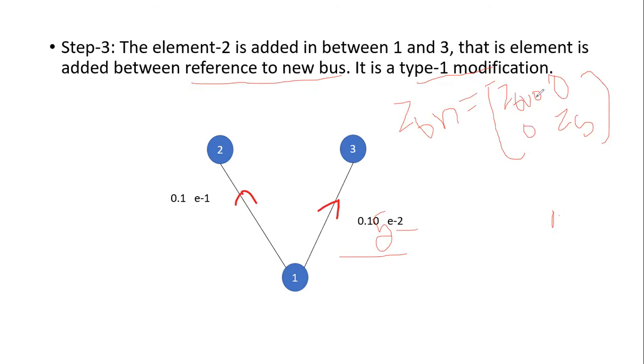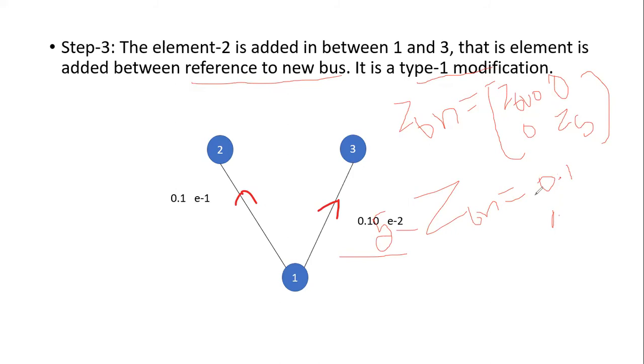Therefore, what is the Z-bus old value? Z-bus old is the Z22, and its value is 0.1. This is the Z-bus old matrix. In the previous case, there is no Z-bus old matrix, so we considered it as 0. But in this case, we have the Z-bus old matrix, which will be given in step 2.